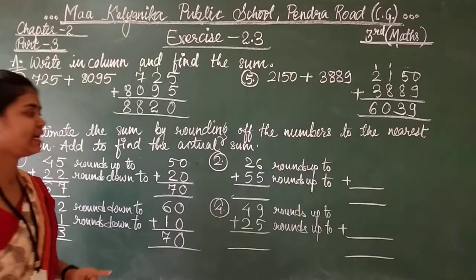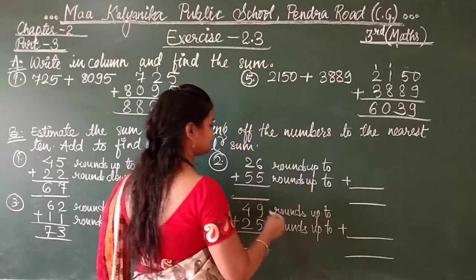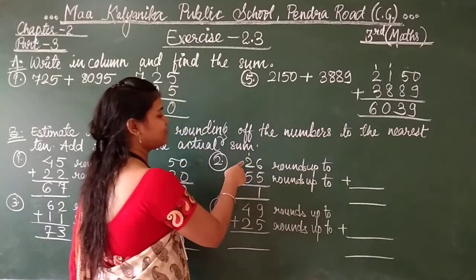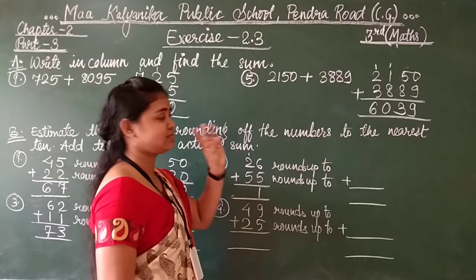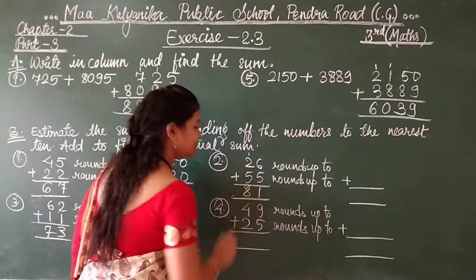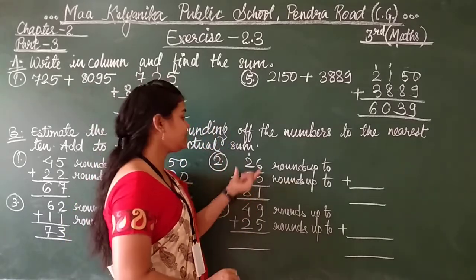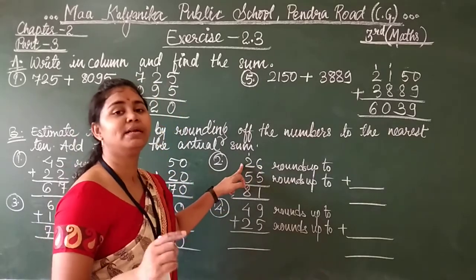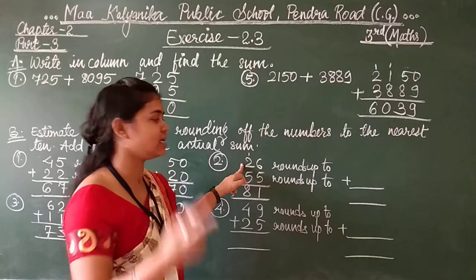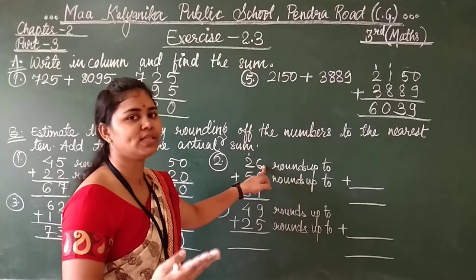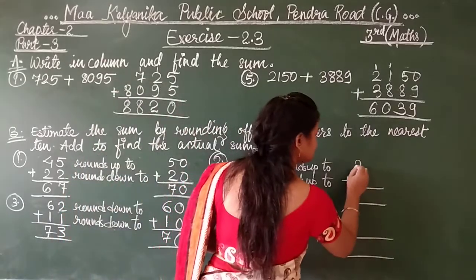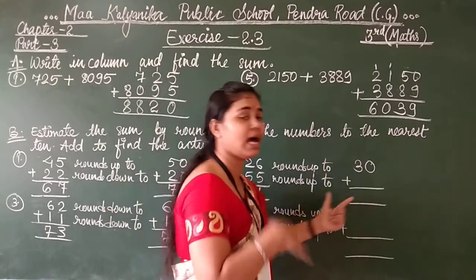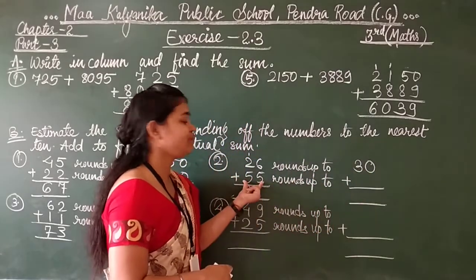But it is not exact in all cases, as I told you. Let us see the next question. 6 plus 5 is 11, 5 plus 2 is 7, 5 plus 3 is 8. 81 is the number. Now 26 rounds up to? 26 will come in the range 20 and 30. 6 is more than 5, so we get 30. So it rounds up to 30, not 20. Not down.